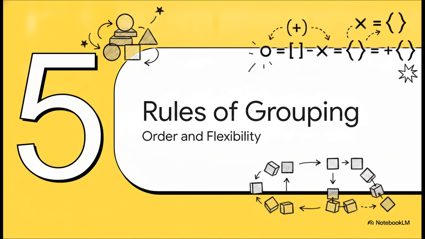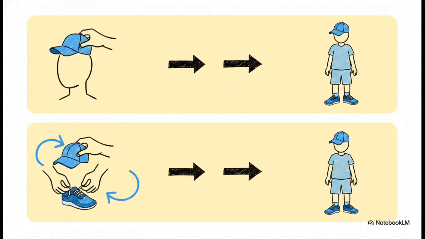And that brings us to our final section, part 5, the rules of grouping, where we look at order and flexibility. I want you to think about swapping the order of things in everyday life. Putting on a hat, then your shoes, versus putting on your shoes, then your hat. The end result is totally identical. You end up dressed either way. In math, when we swap added terms around, like moving those blocks we just talked about, it's the exact same thing. We call this the commutative property. The final value doesn't change, no matter which block you decide to add first.